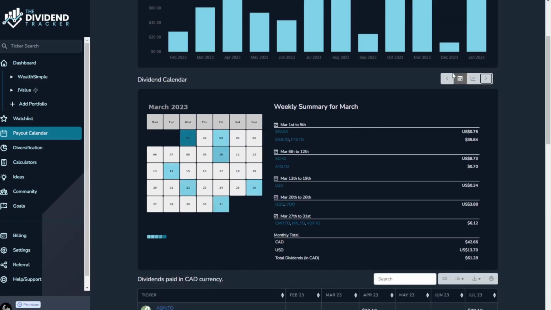So we can navigate to the next month, and we can see on March 1st, we're going to receive just under $36 from Enbridge and Fortis. Now this SPAC is just a holder for cash positions in the dividend tracker, but Enbridge and Fortis are going to pay us $36. On March 6th to the 12th, we're going to receive $8.09 from SCHD, and that's in the RSP account, and 70 cents from Alimentation Couche-Tard, which is one of the new positions I've been averaging into over the past while.